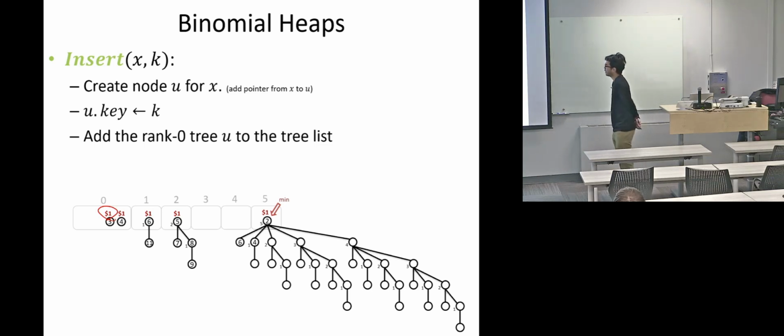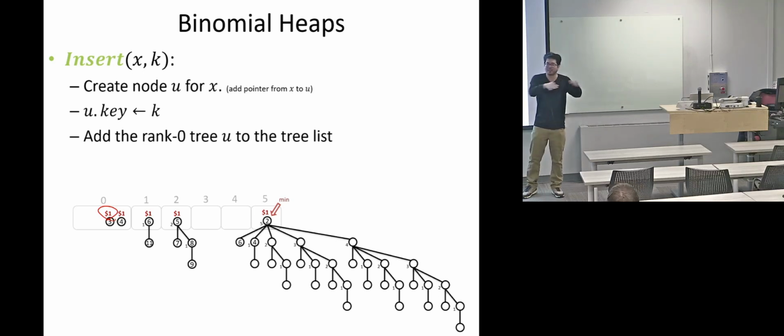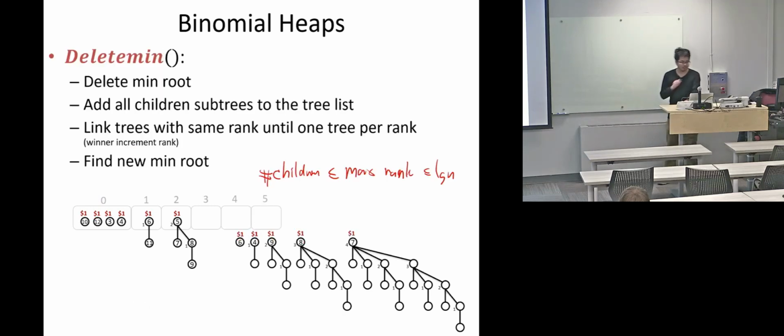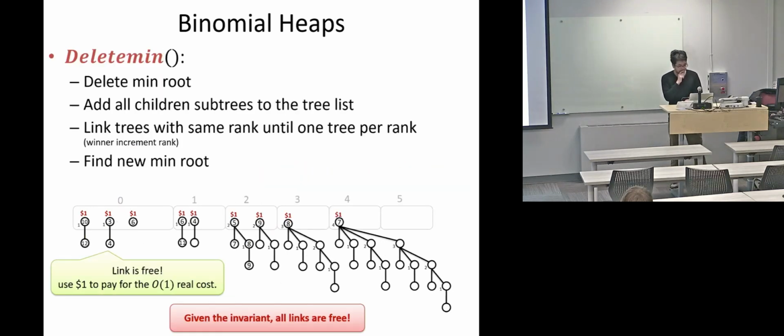Yeah, I think one way to design where to put money is this. You look at the worst case cost. You see when you take so much time. This is when you link a lot, and you're going to link only between roots. So if you're going to link only between roots, let's put the money on the roots. That's one way I would do it. Okay, so that's binomial heaps.